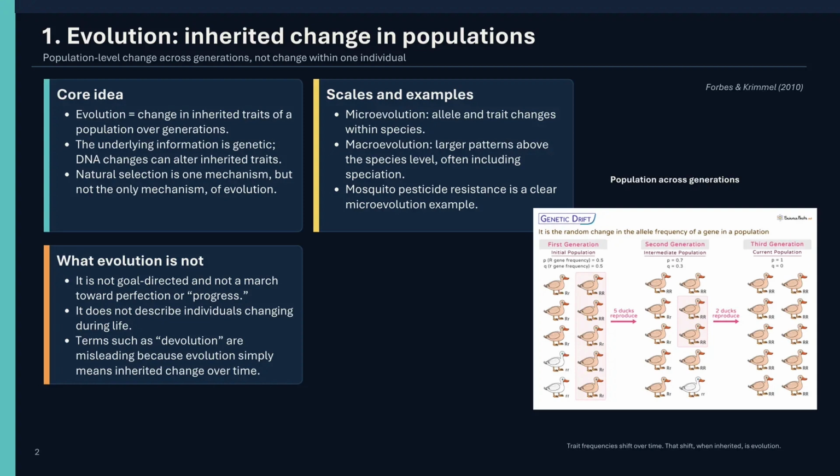Microevolution is evolutionary change within a species. This includes changes in trait frequencies, or allele frequencies, in a population. It can happen over relatively short spans of time.